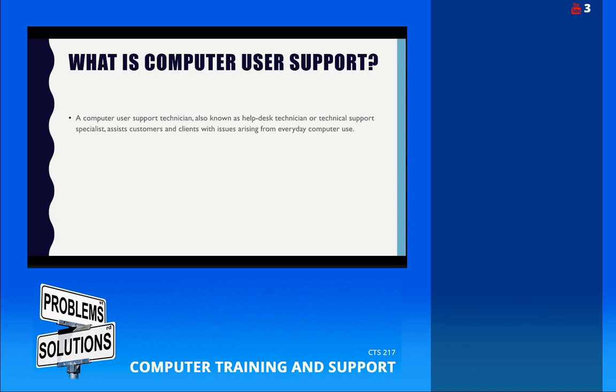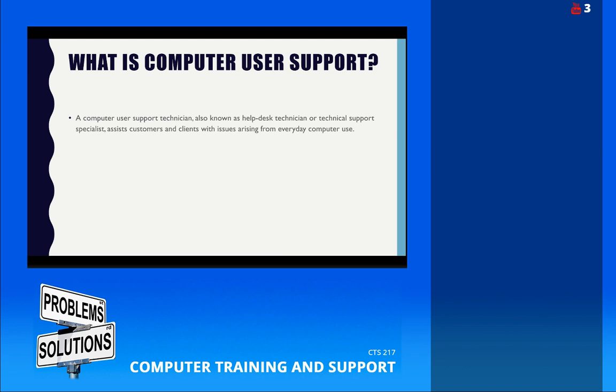In order to get started, I wanted to have a definition of what computer user support is. And in order to understand computer user support, we have to understand what a computer user support technician is. There are many different names for a computer user support technician. It's also known as a help desk technician or a technical support specialist. There are a plethora of other names for these people. If you search jobs in this field, you can find a dozen different names for the same thing.